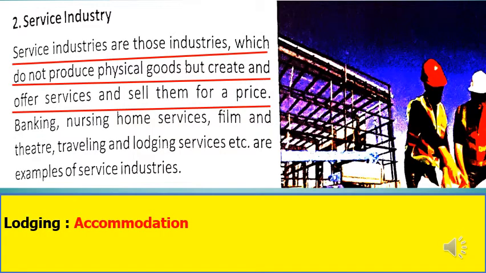Okay, so now that we have read about all the types of manufacturing industries, now we will read the second type of secondary industry, which is service industry. Firstly, we read about the first type, which was manufacturing industry, and now we will read about its second type, which is service industry. So, service industries are those industries which do not produce physical goods but create and offer services and sell them for a price.